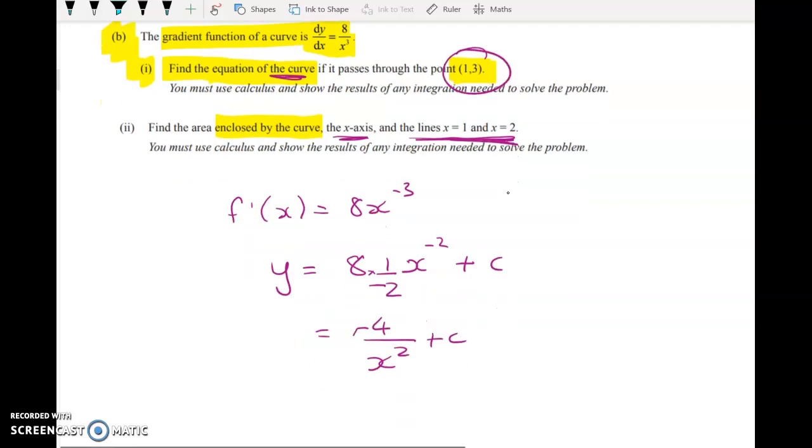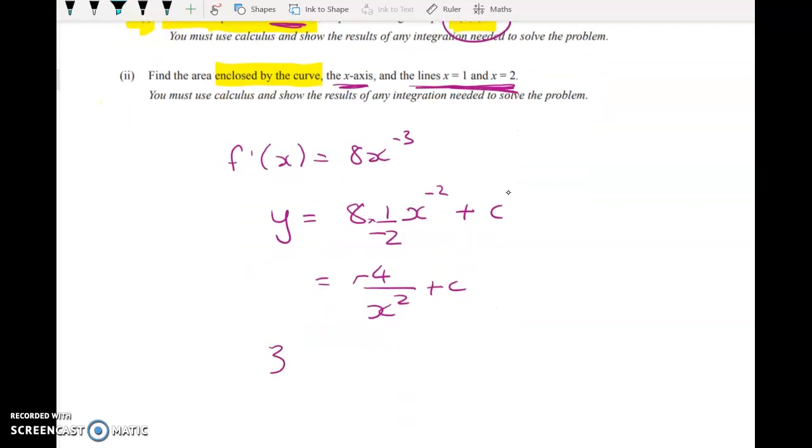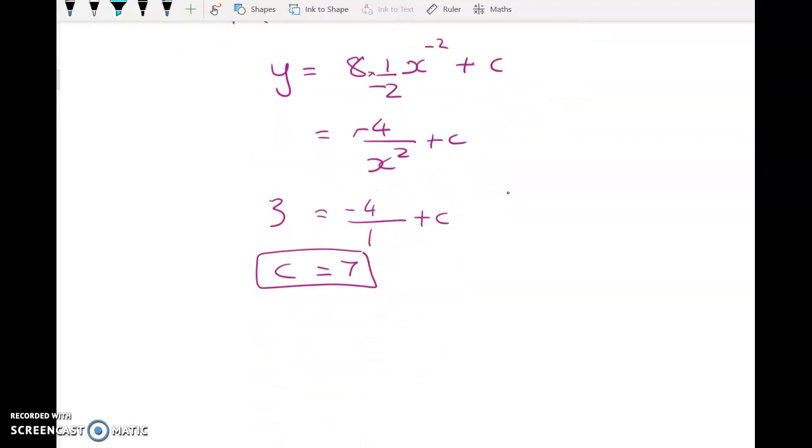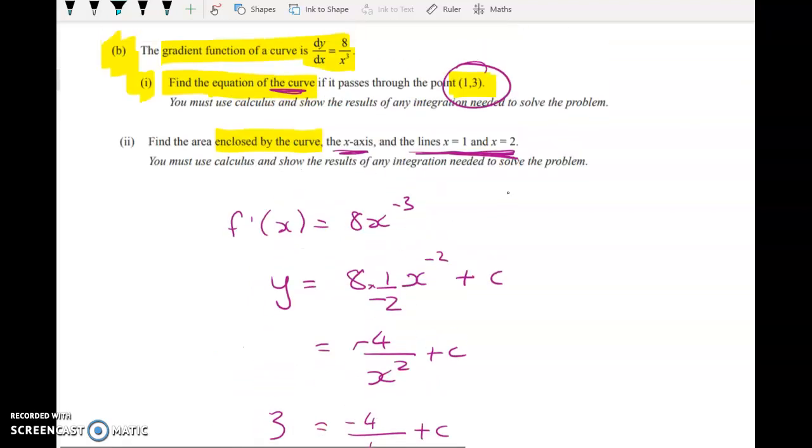We're told that the curve goes through the point (1, 3). So that means I've got 3 is equal to negative 4 over 1 squared, which is 1, plus c. So c is equal to 3 plus 4, which is 7. So my function here is y is equal to negative 4x to the negative 2 plus 7. So that's the first part. And in the next part, we have to find the area enclosed by the curve, the x-axis, and the lines x equals 1 and x equals 2.